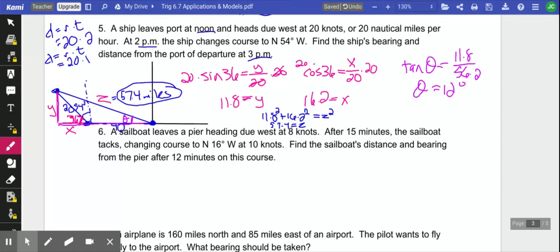Now that is not the answer, okay? 12 degrees is this angle, but remember ship bearings go from the north. So from the north, if this angle is 12 degrees, this angle is 78 degrees, and I just subtracted from 90. So its bearing is from the north, we have gone 78 degrees west. So its distance is 57.4 and its bearing is north 78 degrees west.